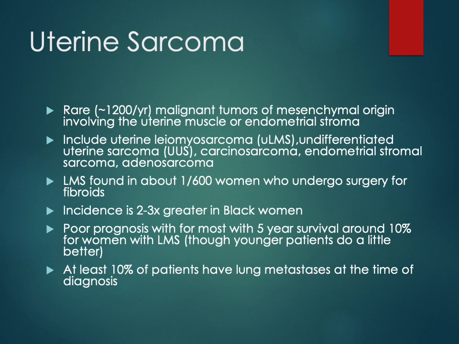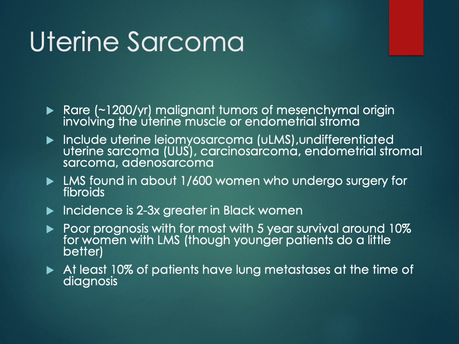I'll talk briefly about uterine sarcomas. They're much, much less common than endometrial carcinomas. They're rare, only about 1,200 per year in the United States. They're of mesenchymal origin, so they come from a completely different cell type, and they involve the uterine muscle or the endometrial stroma. And these include most commonly leiomyosarcoma, but also undifferentiated uterine sarcomas and endometrial stromal sarcomas.